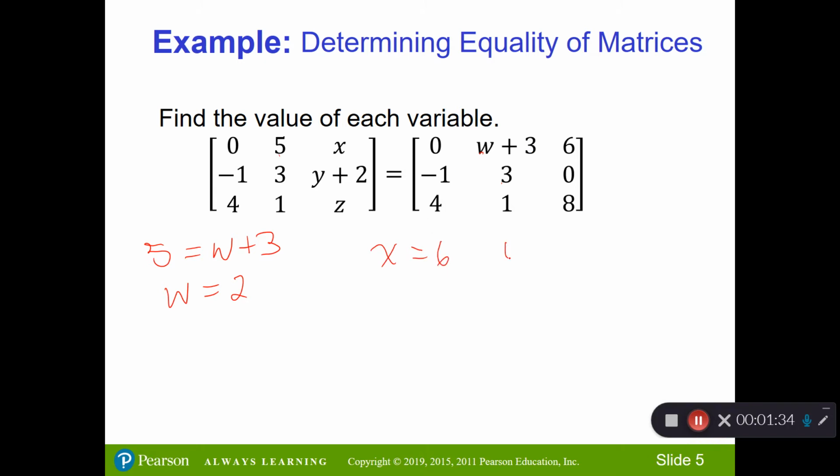Y plus 2 must be equal to 0. So that means y equals -2, subtract 2 from both sides. And z must be 8.